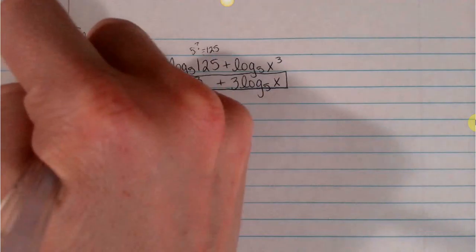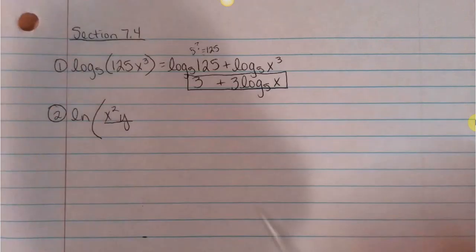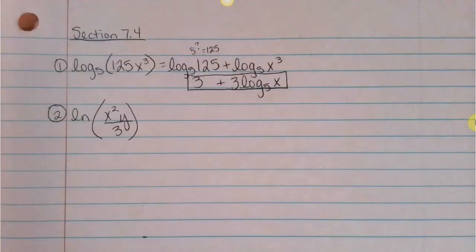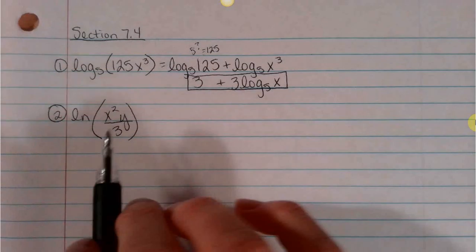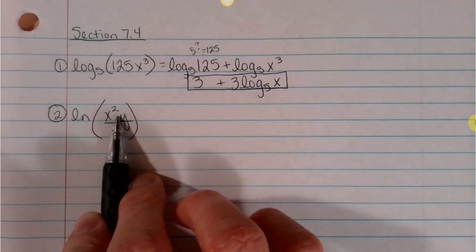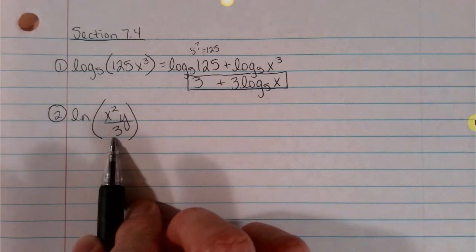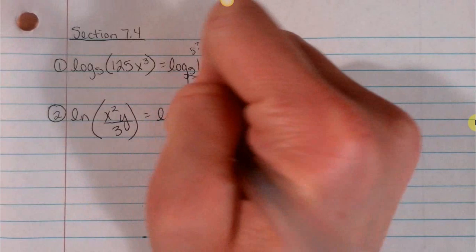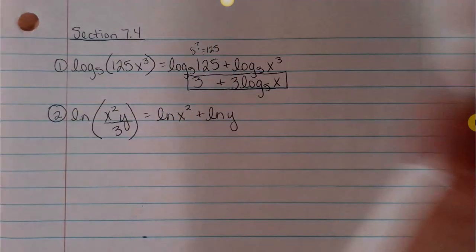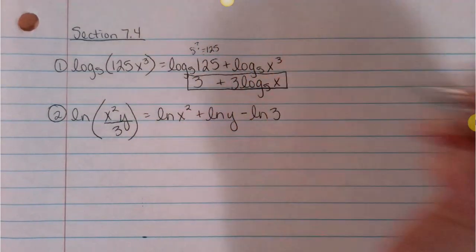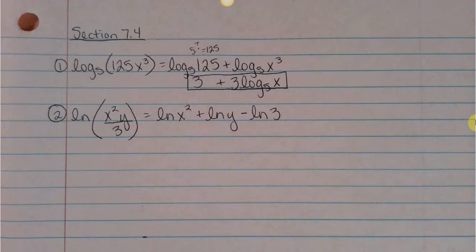Number 2 is the natural log of x squared y all over 3. So we already said that a multiplication inside of a logarithm can be turned into an addition of logs, and a division inside of a logarithm can be turned into a subtraction of logs. So that would give us the natural log of x squared plus the natural log of y minus the natural log of 3, since it's in the denominator.